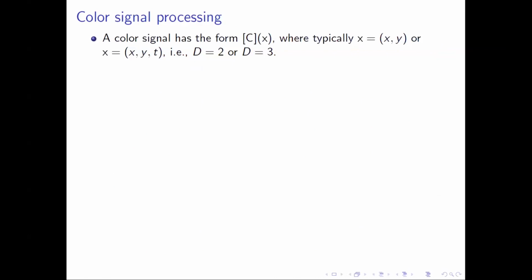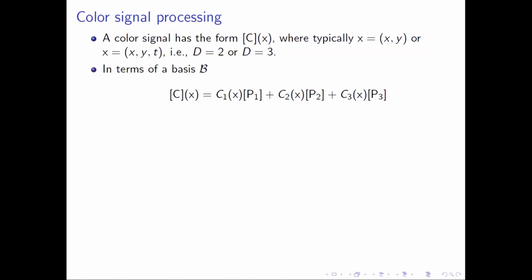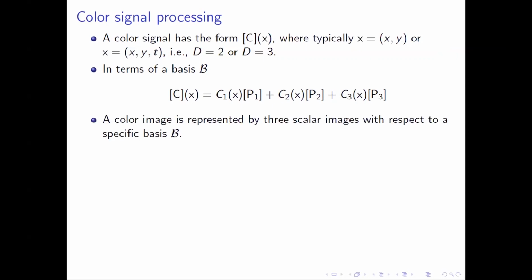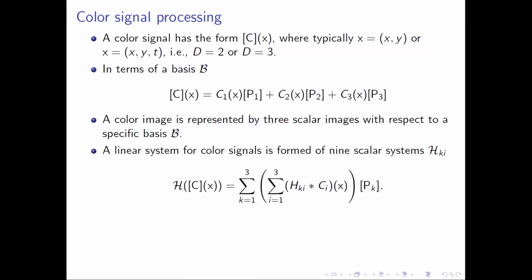A color signal has range in the color vector space and a signal domain of 2 or 3 dimensions. With a given set of primaries, the color image is represented by 3 component images. That is, 3 scalar images. A general linear shift invariant system for color images is formed of 9 scalar systems, since all 3 input components can contribute to the formation of each of the 3 output components. Most presentations of color image processing assume that each component image is processed separately, which is a significant restriction.